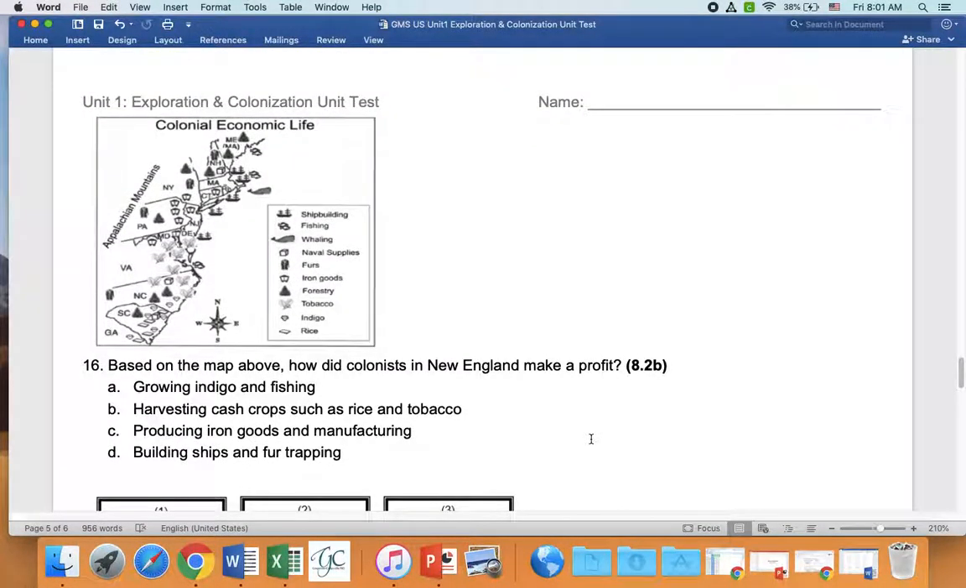16. We have an infographic showing the different economic industries throughout the 13 colonies, the colonial economic life. Based on the map above, how did colonists in New England make a profit? Was it A. Growing indigo and fishing? B. Harvesting cash crops such as rice and tobacco? C. Producing iron goods and manufacturing? Or D. Building ships and fur trapping?